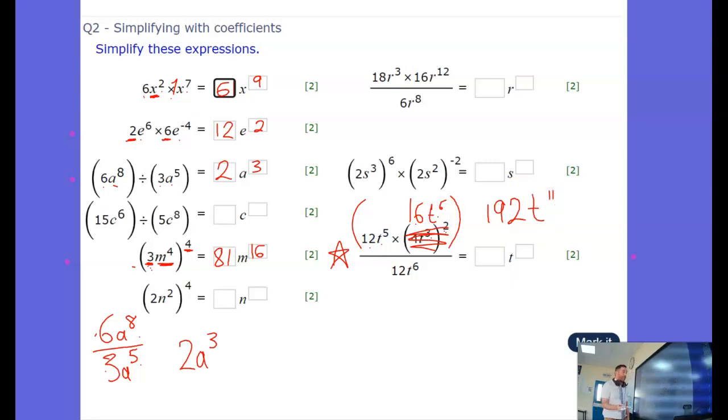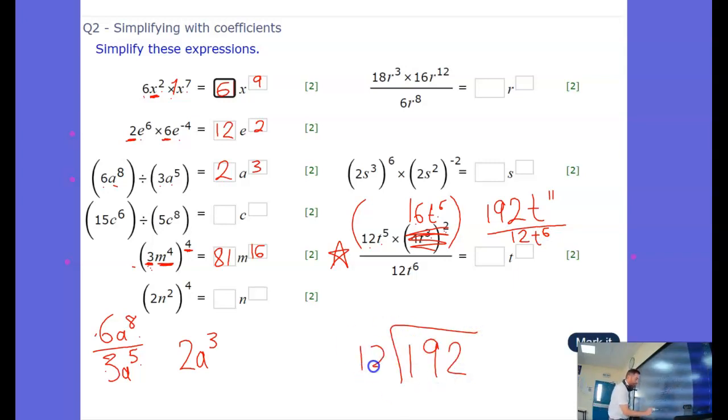Then we're going to divide that by 12t to the power of 6. How many 12s go into 192? You can use your calculators if you want. 12s into 19 go 1, remainder 7. 12s into 72 go 6, so it's 16. So we divide the numbers as normal. 192 divided by 12 is 16. And then we subtract the powers when we divide. 11 minus 6 is 5.